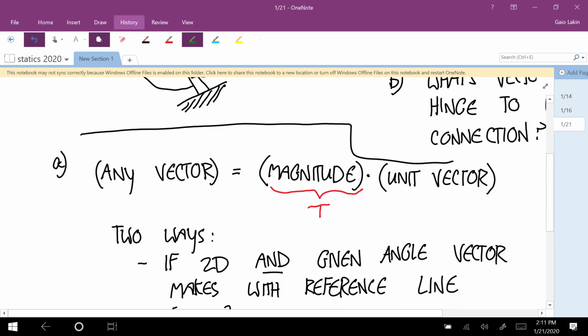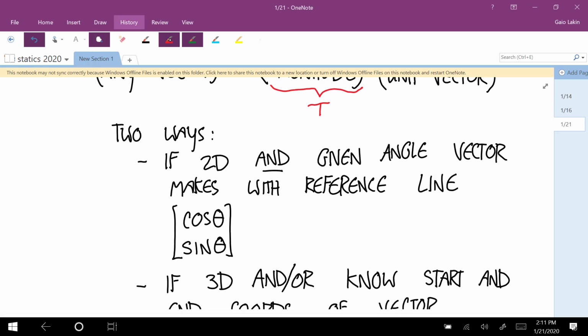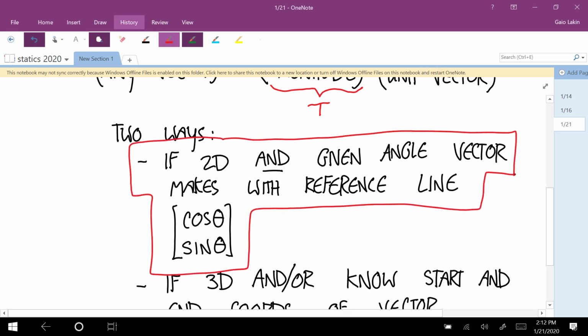And you see that all we have left to do is calculate the unit vector. So we know we're going to use one of these two. Well, this problem is in 2D. And we know that that force vector is acting away from the body along the line of the cable. That's what cables do. And we're given an angle between the direction of that force vector and a horizontal line, right? So we're going to use the first of those two approaches. Okay, so that's the one we want.